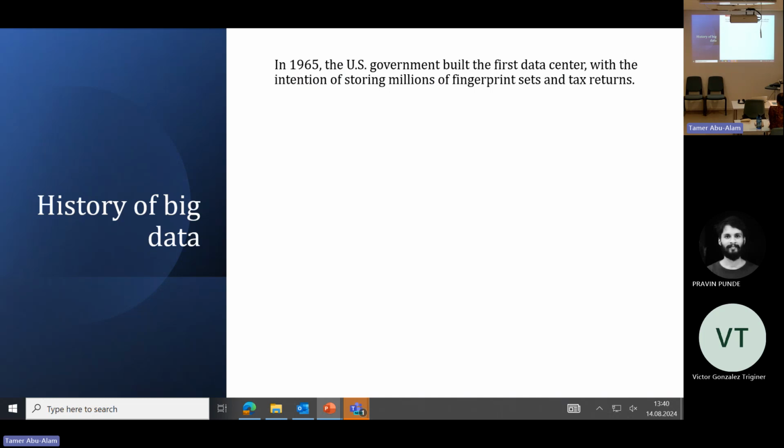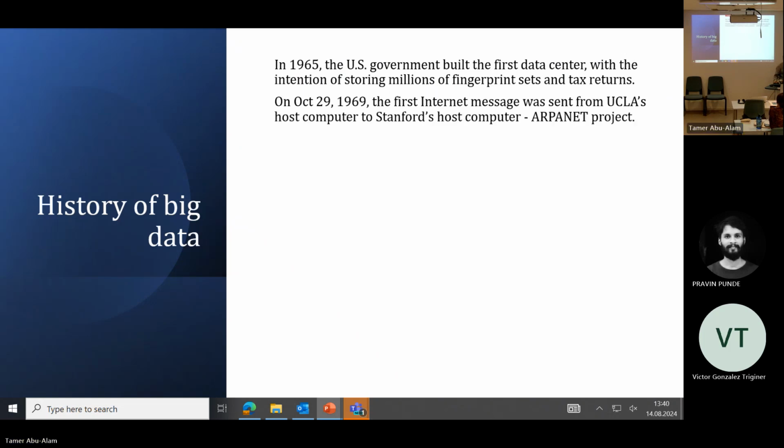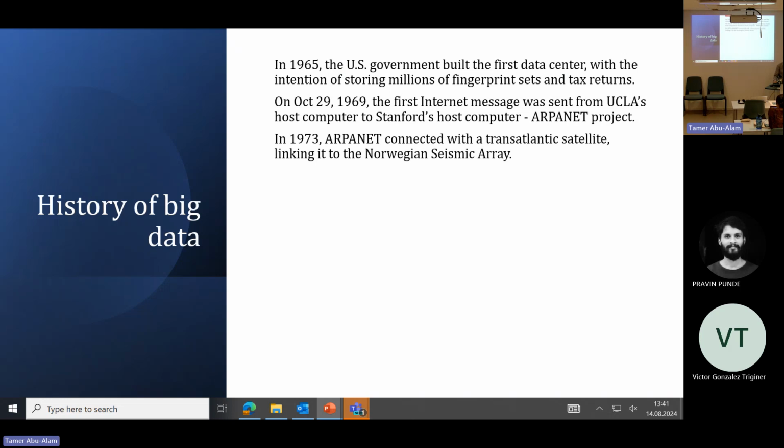So this is a big hint to show you the history of big data. We start in 1955, where this guy discovered how to create the punch card in order to save data. In 65, the US government built the first data center in order to store millions of fingerprints and tax returns. In 69, 4 years after, the first internet message was sent between UCLA and Stanford. In 73, actually, the satellite started to transfer signals between the Norwegian seismic array and a computer in the US. And this is the first internet connection ever.